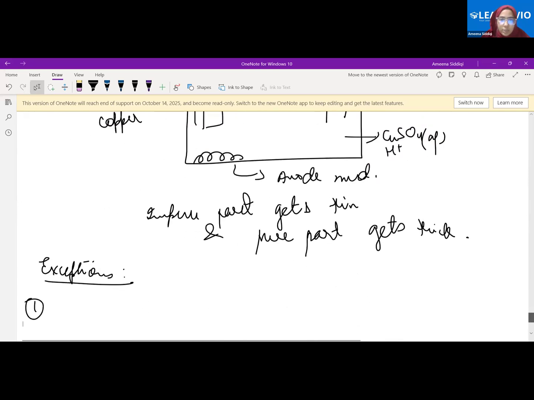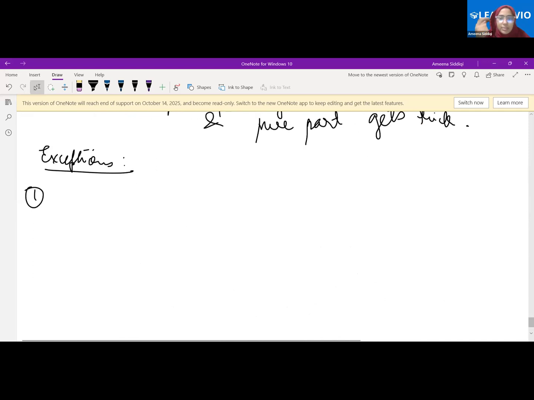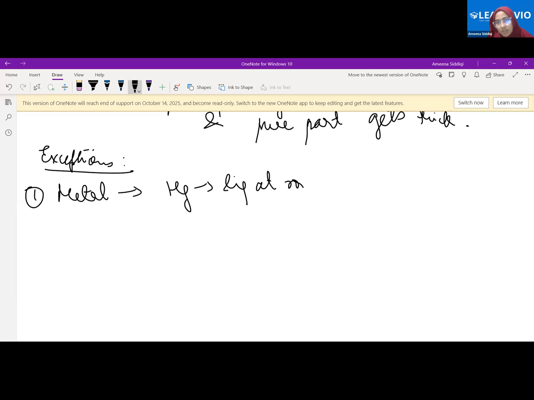What are the properties of alloys? Will their melting point be more or less than that of the pure metal? Less. Will their electrical conductivity be decreased or more? Decreased. Now, exceptions first. Mercury, metal or non-metal? Metal. Mercury is liquid at room temperature. Generally, the metals are solid at room temperature.